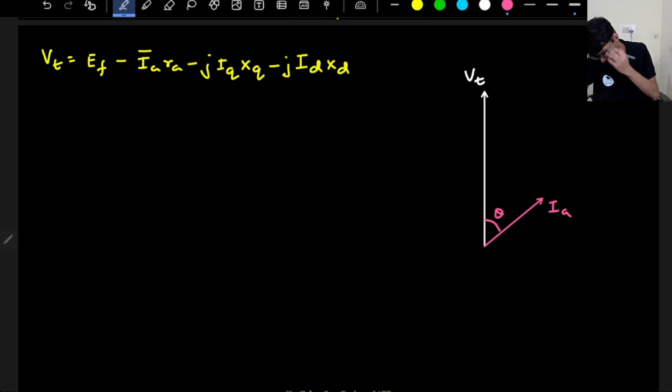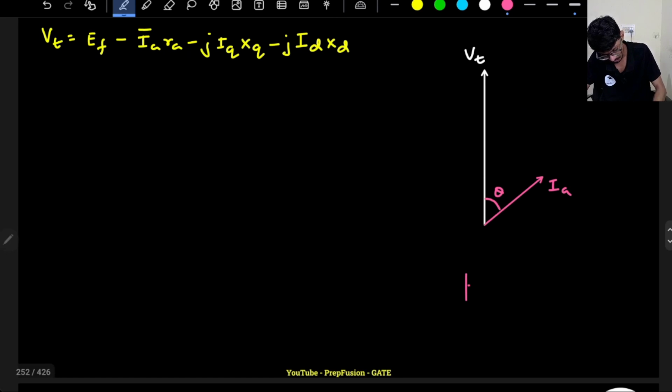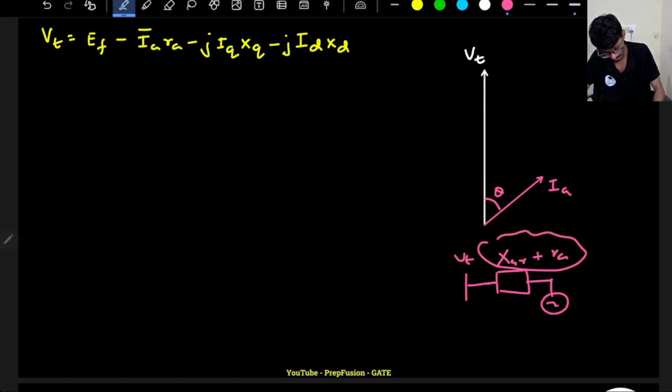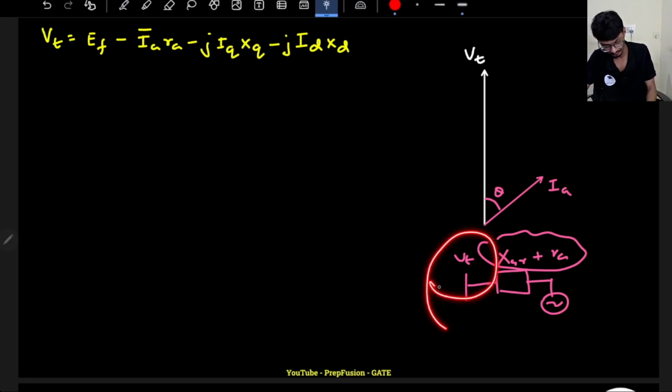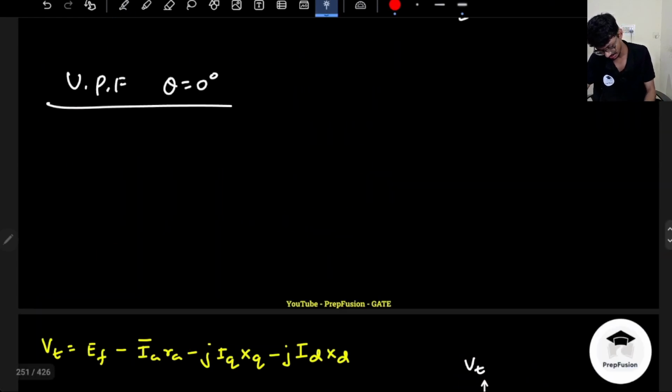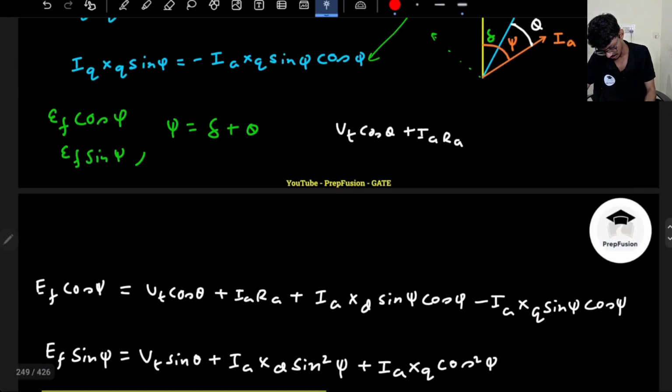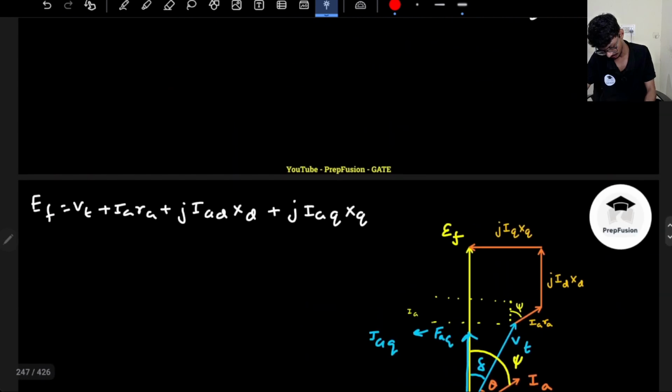sorry, I have written it totally wrong. I'm really sorry. So this is my bus bar, and from the bus bar Vt's angle is coming. Here there is the armature reactance plus whatever Ra is there, so this resistance is there. Then I have the motor basically. So with Vt I'm subtracting everything. I have just written the same equation as the motor. I'm really sorry, I don't know what I was thinking.